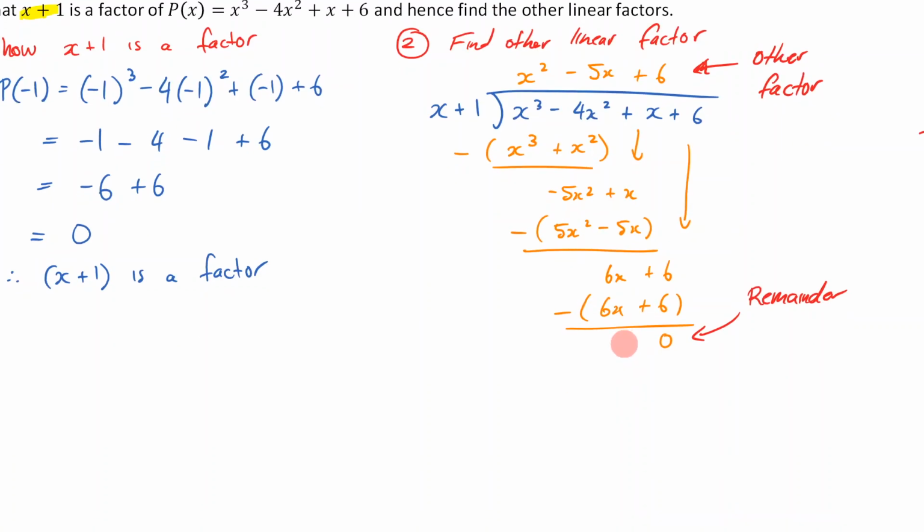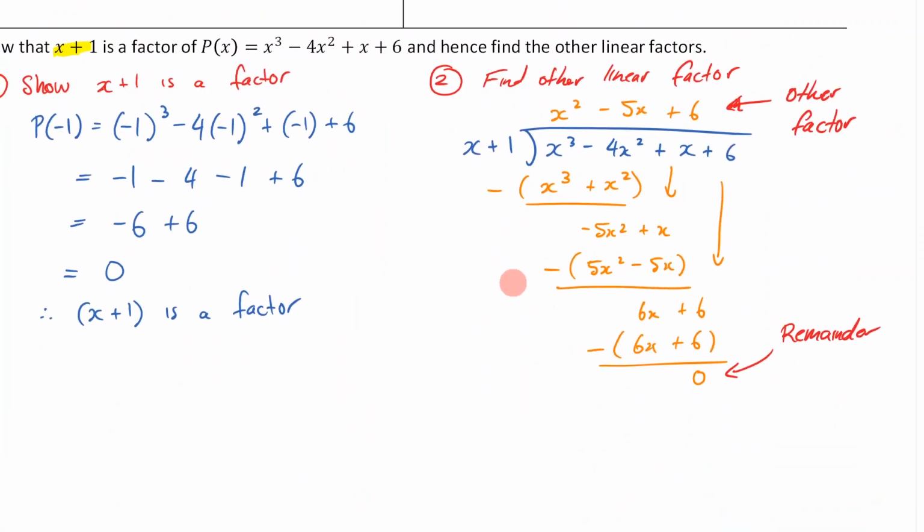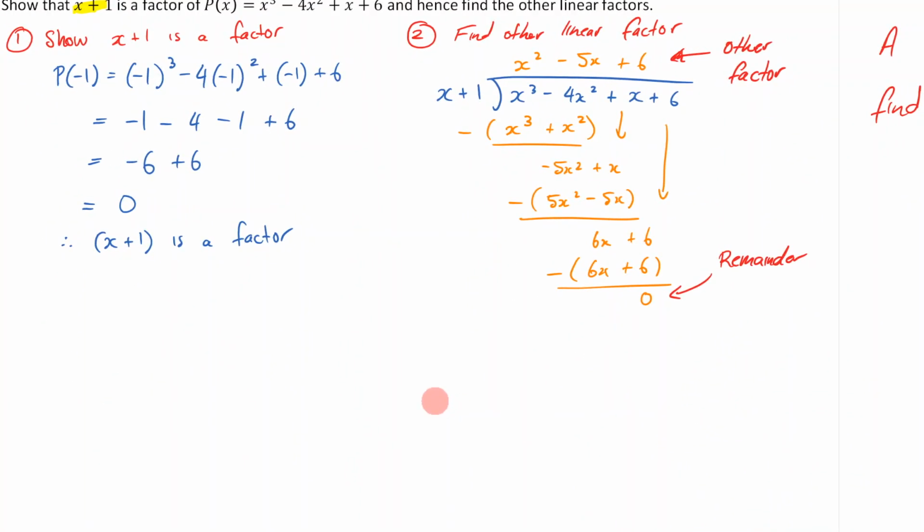Now, based on what we've learned about polynomial long division, and I'll call this step 3, we know another way we could write this. We could say that p of x is equal to the divisor, x plus 1, multiplied by our quotient, x squared minus 5x plus 6.